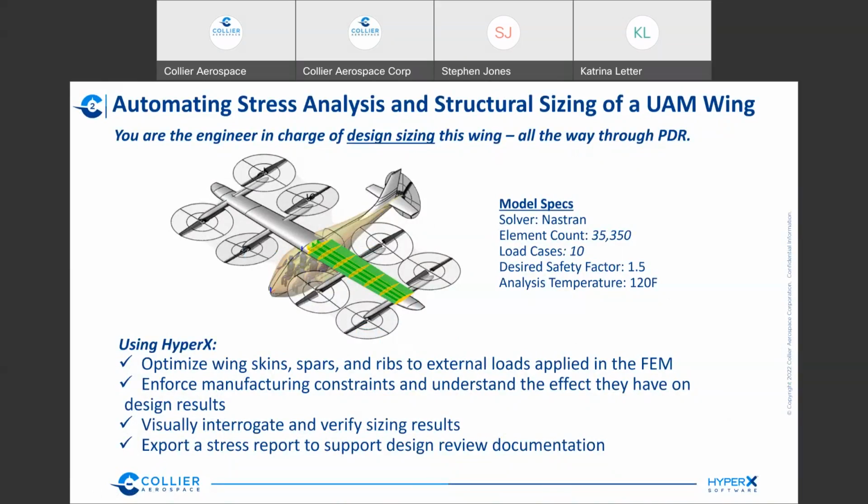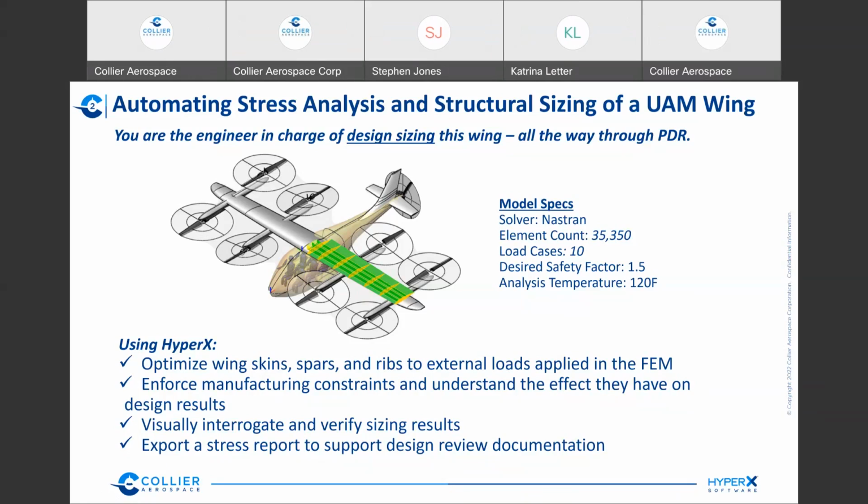A little bit of information on the model. I'm using a Nastran solver here, and there are 10 load cases applied, and I am going to implement an ultimate safety factor of 1.5 and an analysis temperature of 120 degrees. Now I'm going to put all of that information in HyperX and use our tool to optimize the wing skins, spars, and ribs to all of those external loads that are applied in my model.